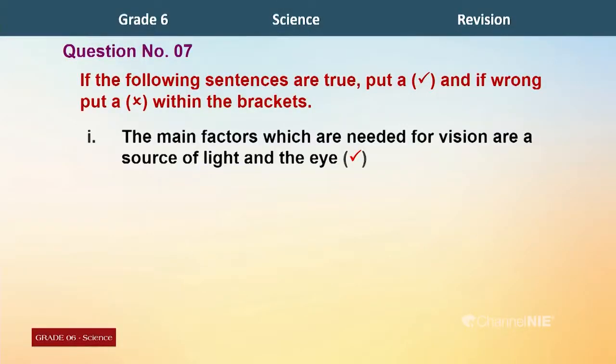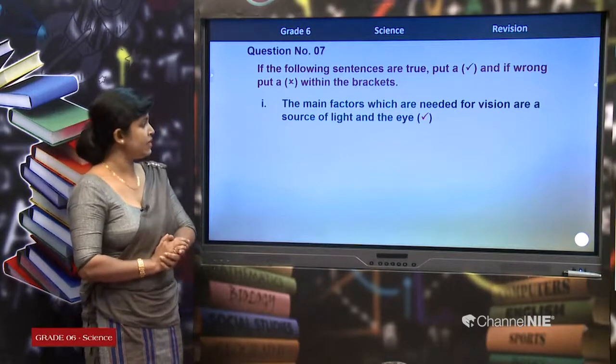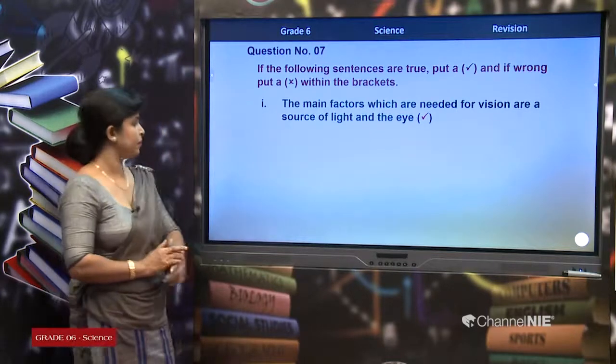The main factors which are needed for vision are a source of light and the eye. To complete the vision, there are 3 factors to be completed. Number 1 is a healthy eye, number 2 is a source of light, and number 3, the light should come to our eye. But you are given 2 factors there, so the statement is correct.